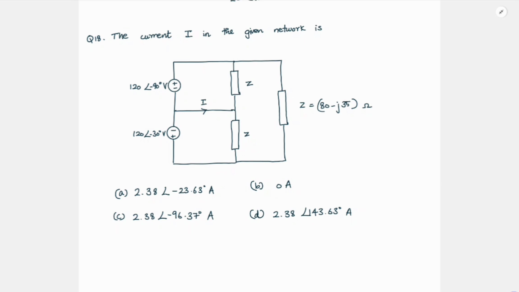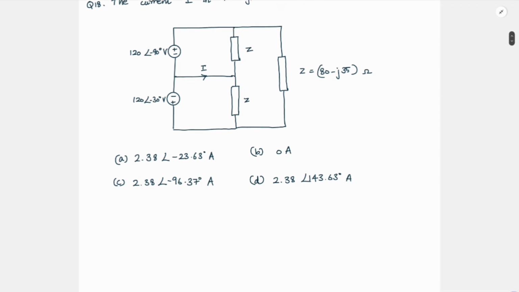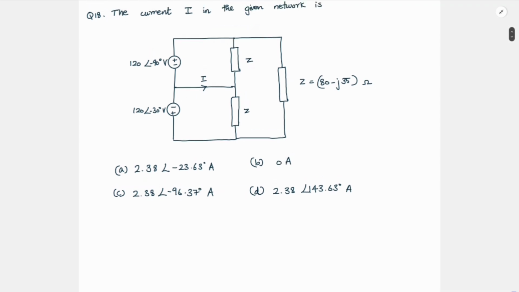Okay. So here they have given the network, and if you notice here they have mentioned it as Z, and here also they have mentioned it as Z, and they have given Z equal to 80 minus J35. So actually the Z value is given. You shouldn't think they have not given this. And we have two voltage sources and they're asking to find this current I. And we have four options.